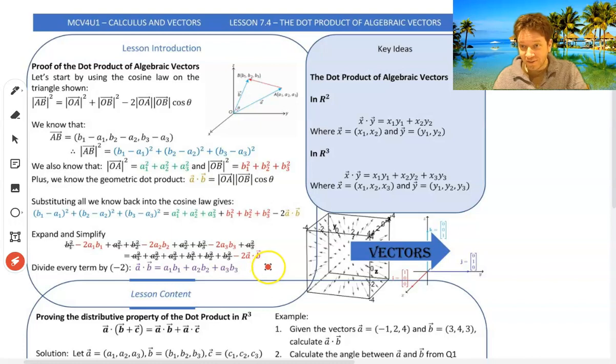Now there's a minus 2 in every term, so if I divide that out, we get our algebraic equation for our dot product of A and B. So A dot B equals A1B1 plus A2B2 plus A3B3. And you can do the same thing if you have a dot product for two vectors in 2 dimensions. You just don't have your third z coordinates. It would just be x1y1 plus x2y2. With 3 dimensions, you have that extra plus x3y3.